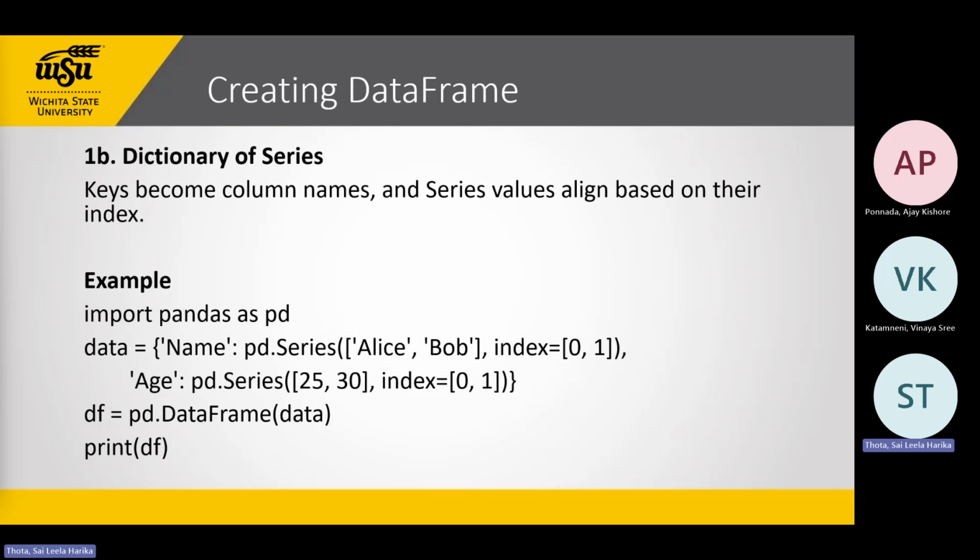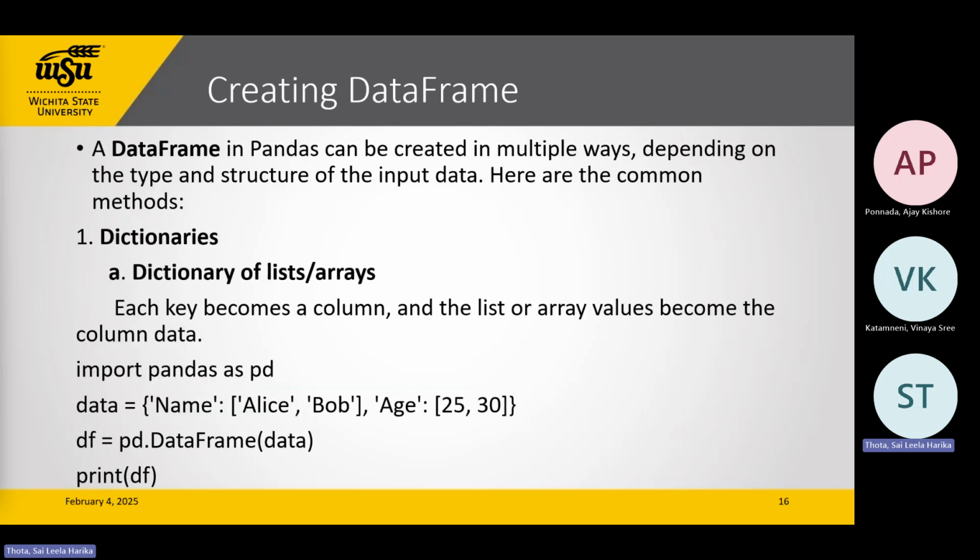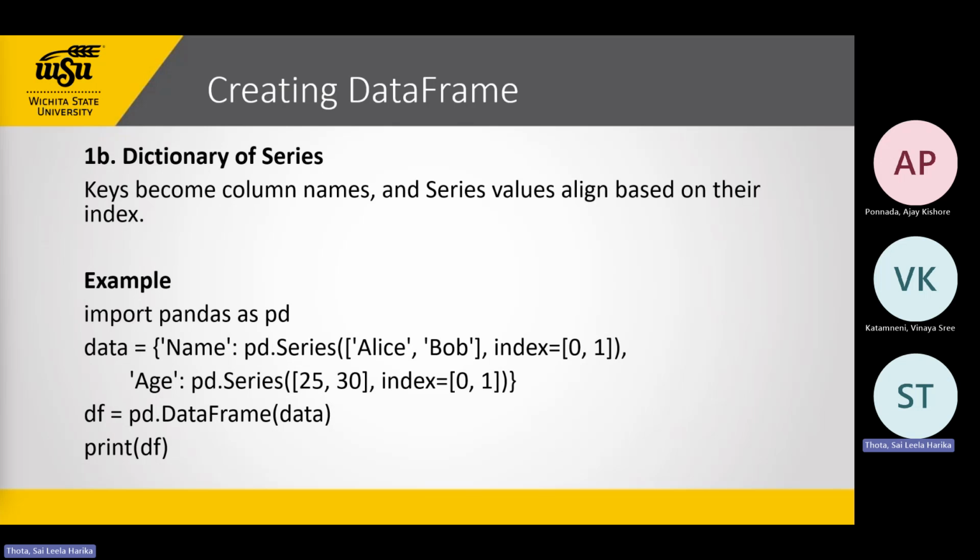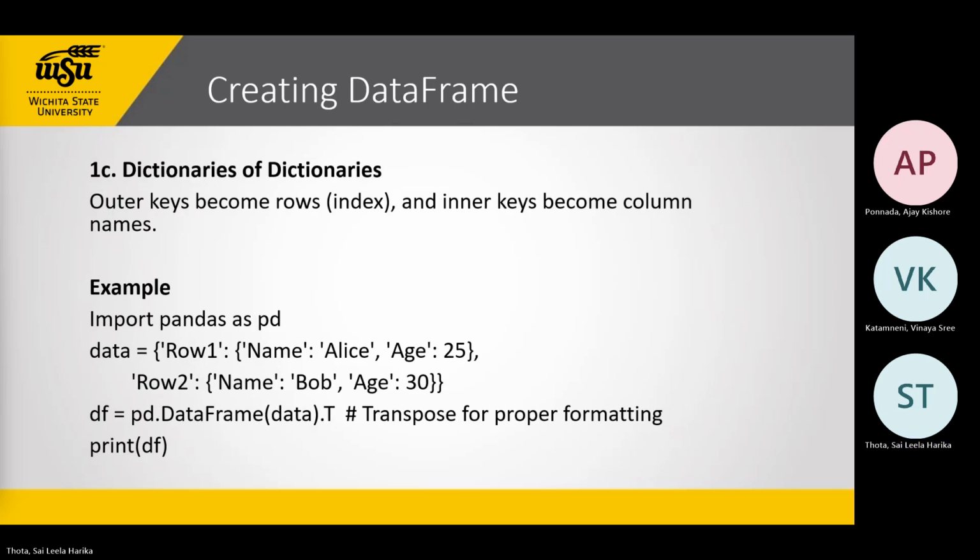This is the example. I considered the data name, and here I consider the series like pd.Series Alice, Bob, and the index as 0, 1. And next age: for the age, I considered pd.Series 25, 30. So this is similar to the previous one, but here we consider series, pd.Series. So from the dictionary of series, we can create data frames. And from the dictionary of dictionaries, we can create the data frame. If you observe the example, we are considering dictionaries in a dictionary. With that also, we can create a data frame.